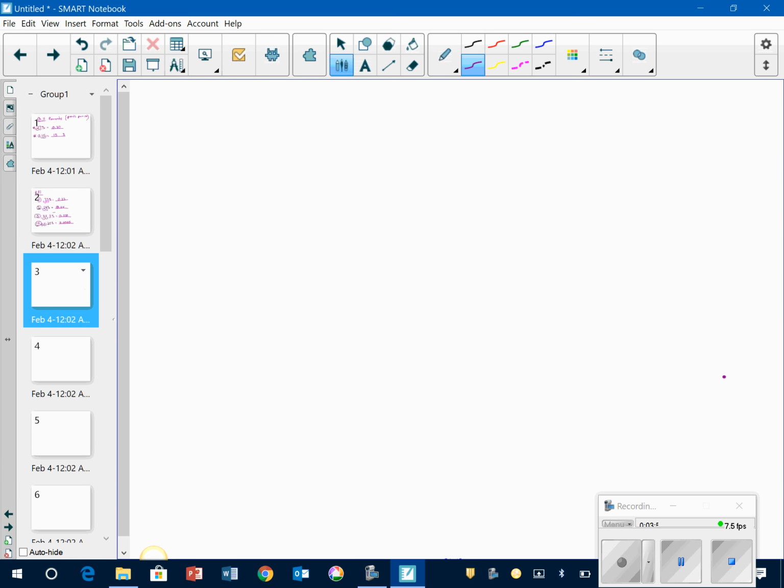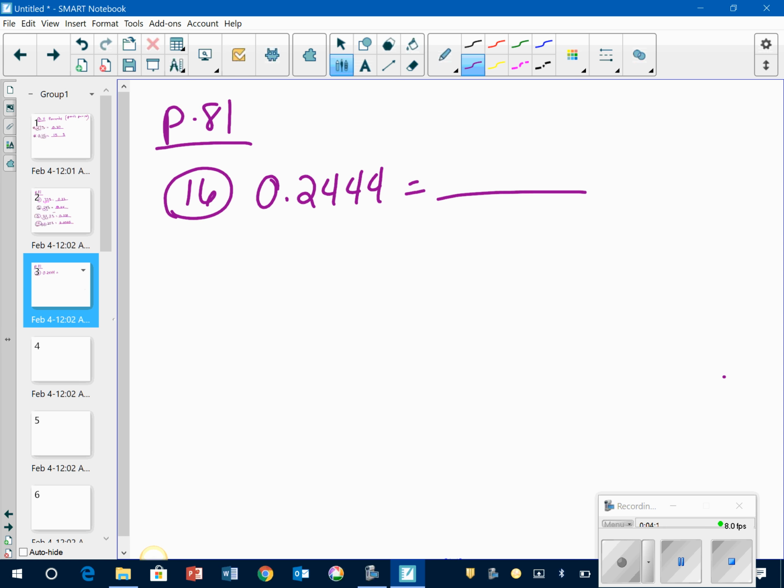Also on page 81, the next set of questions, we're going to do the opposite. We're going to express the following decimals as percent. So now we're going to move the decimal 2 places to the right. Number 16, 0.2444. We want to make it a percent, so we move it 2 places to the right. So it'll be 1, 2, and now our number is 24.44, and then we add the percent sign.